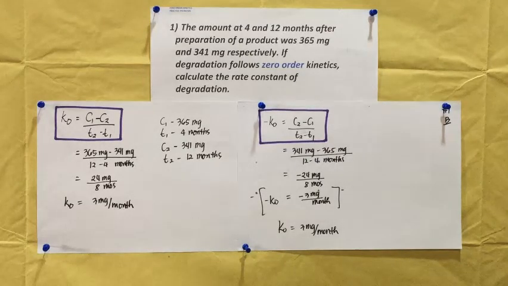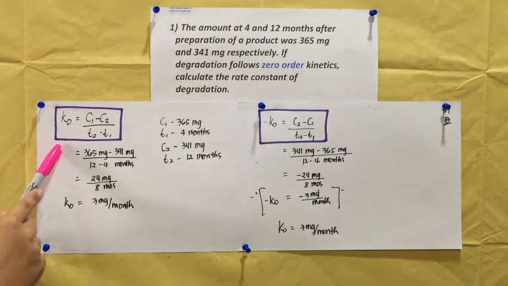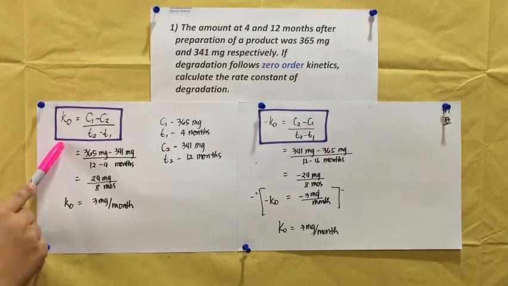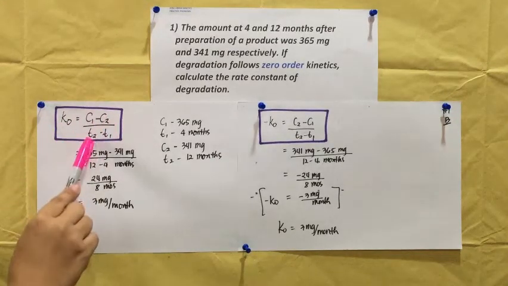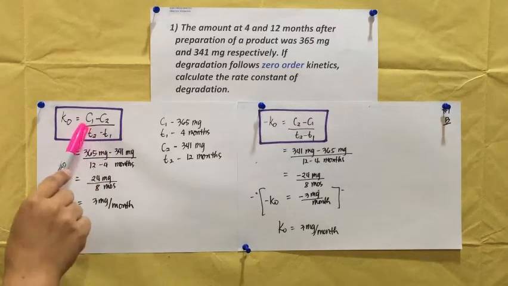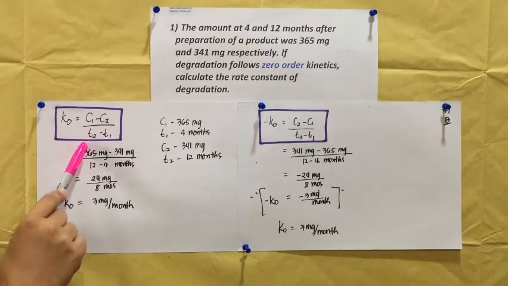The amount at 4 and 12 months after preparation of a product was 365 milligram and 341 milligram respectively. If degradation follows zero order kinetics, calculate the rate constant of degradation. For zero order kinetics, the formula of getting the rate constant of degradation is this one. So the rate constant of degradation is represented by KO, which is equal to C1 minus C2 over T2 minus T1. The C here represents the concentration and the T is the time.